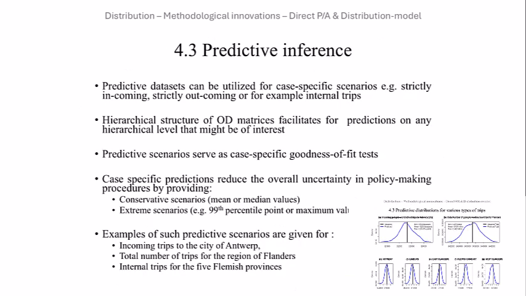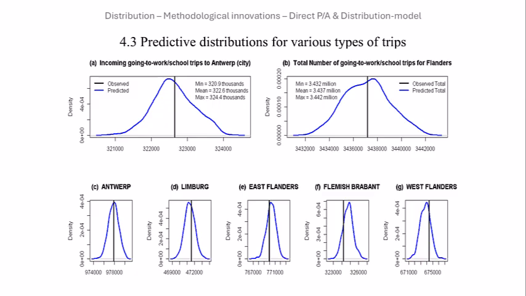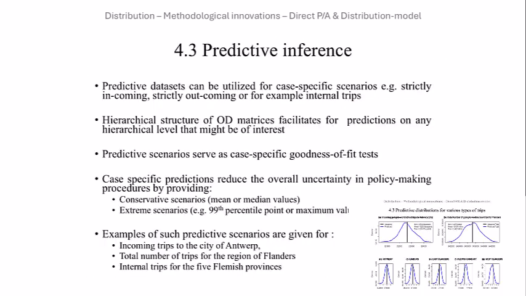One of the strengths of the hierarchical negative binomial model is its ability to generate predictive scenarios. For example, we can model strictly incoming trips to Antwerp, total trips across Flanders, or internal trips within each of the 5 Flemish provinces. The hierarchical structure makes it easy to scale predictions up or down, from municipalities to provinces. These scenarios provide both conservative estimates, like mean or median values, and extreme cases, such as the 99th percentile, giving planners a full spectrum of possibilities.